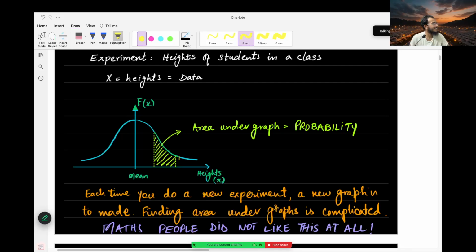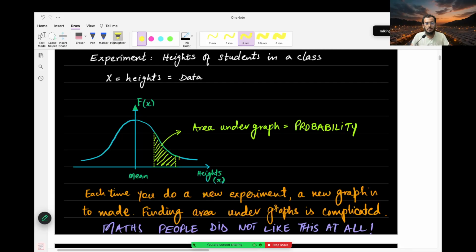Easy, you could just do integration. Yes, you could do integration, but the fact is that each new experiment requires a separate graph. So math people didn't like this at all. We wanted a standardized version, the same graph that could work with all experiments. If we can convert all the graphs of different experiments into one standardized graph and then make our calculation from that, it would be much more standardized and much easier.